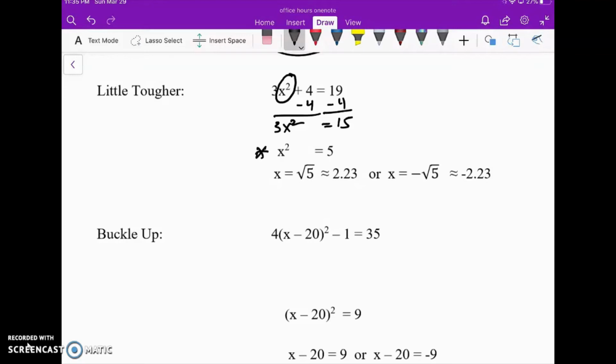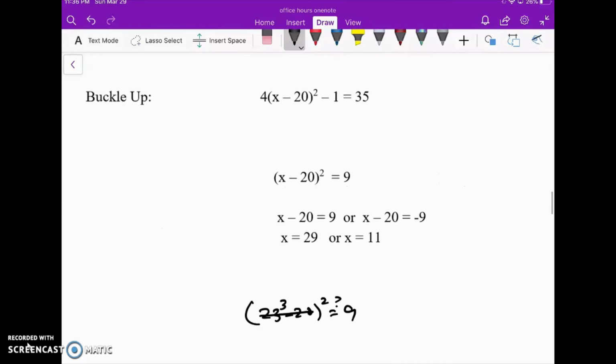This time, I can't guess and check. I don't know a number that's squared that makes 5. So I would have to go to the calculator if I want a decimal estimate. So x would be the square root of 5, which is about 2.23, or could be the negative square root of 5, which is about negative 2.23. And we are done with that one. So again, the idea is get the thing that's squared by itself. That's sort of an easy two-step equation type of thing. And then use a square root to figure out what x itself is.